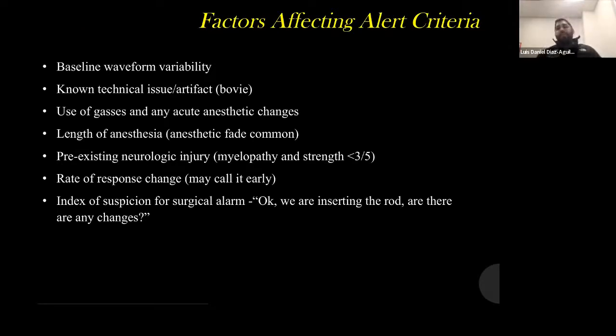Now, of course, as alluded to earlier, there are several factors which will affect the alert criteria. There's the initial waveform variability, known technical issues such as the BOVI causing significant artifact, the use of gases, the length of anesthesia producing fade, the pre-existence of neurologic injury, myelopathy, or strength less than 3 out of 5 generally is associated with very poor MEP recordings. The rate of changes and, of course, the timing in which the change occurs, whether this is occurring during the flip, during the placement of the rod, or if there's a sudden change while there's a simple dissection going on without any clear reason for it.